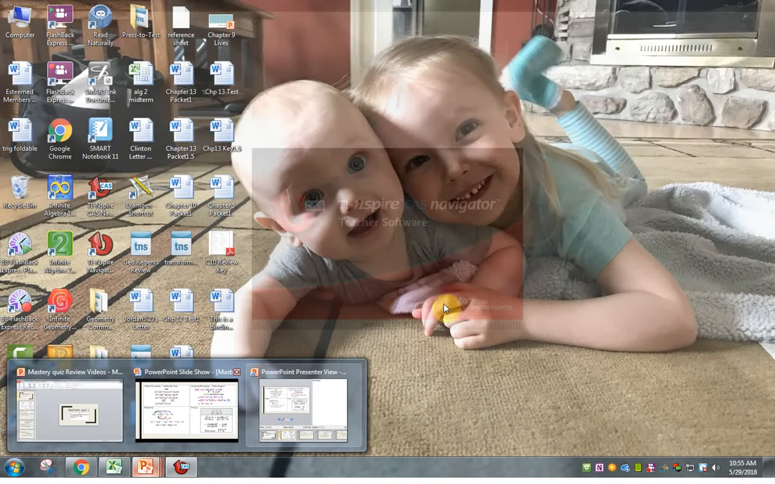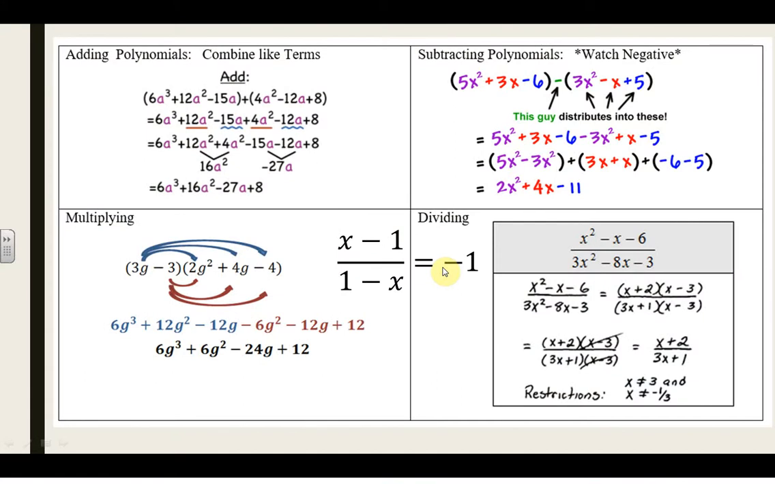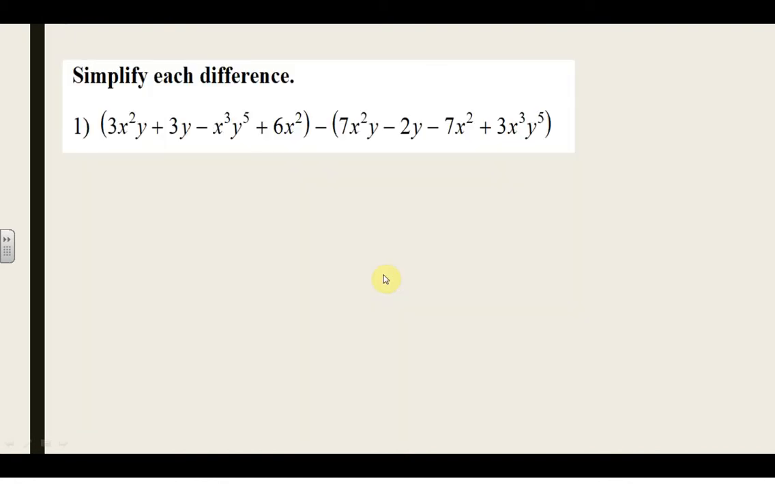Oh, that x minus 1 and 1 minus x divide out to -1, whereas x plus 1 and 1 plus x equals +1, because addition is commutative. Okay. But we're not doing dividing, that was just a tidbit.